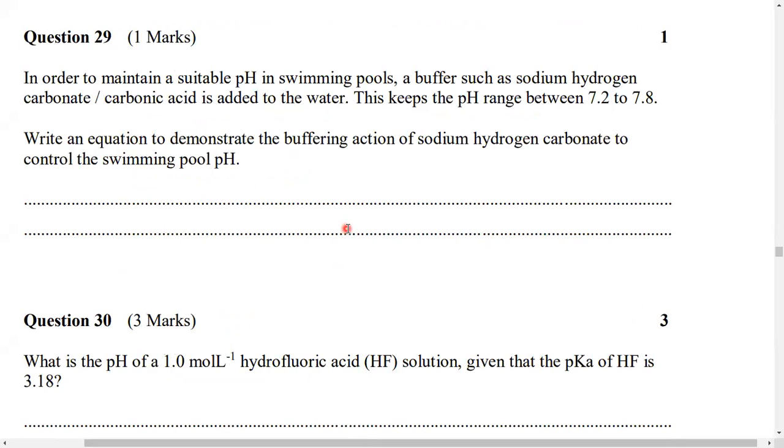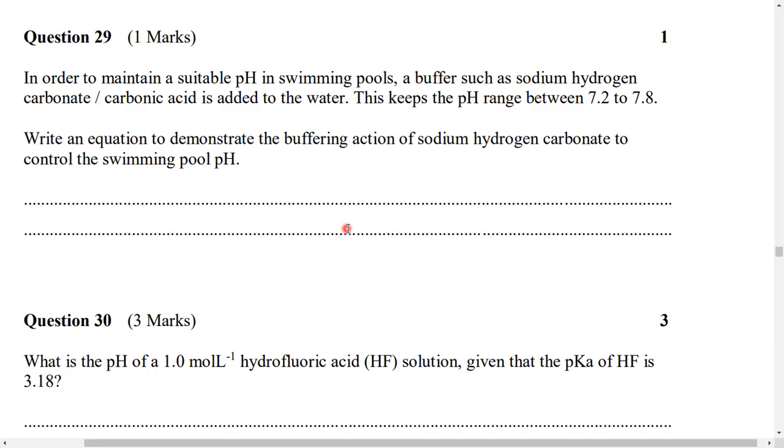So in order to maintain a suitable pH in swimming pools, a buffer such as sodium hydrogen carbonate or carbonic acid is added to the water. This keeps the pH range between 7.2 and 7.8. Write an equation to demonstrate the buffering action of sodium hydrogen carbonate to control the swimming pool pH.